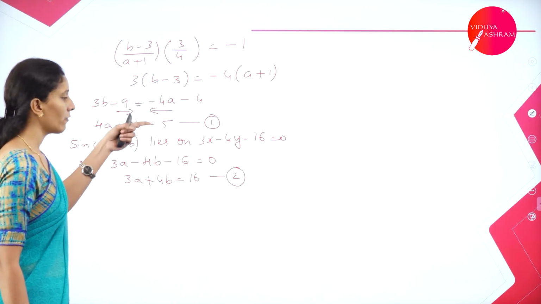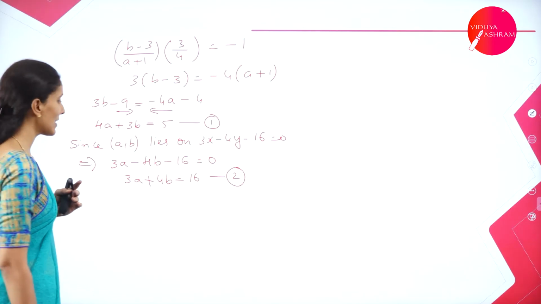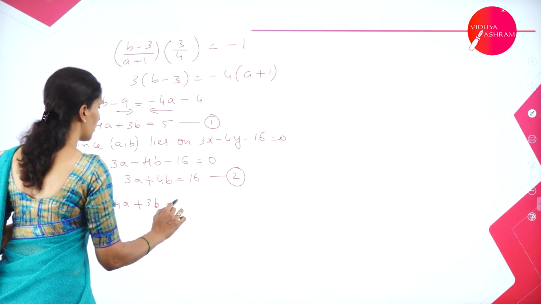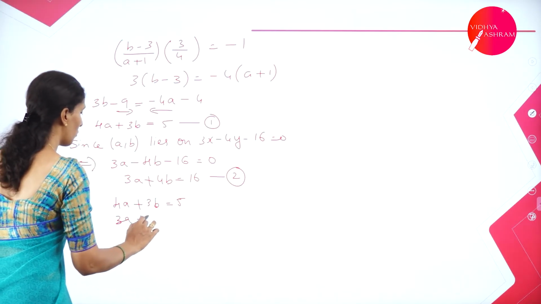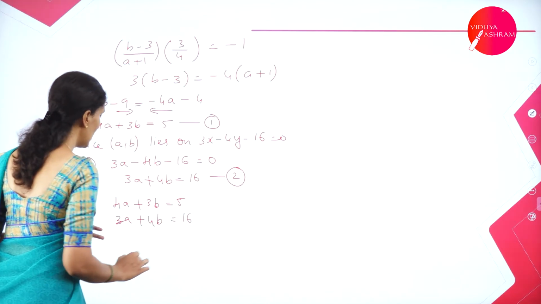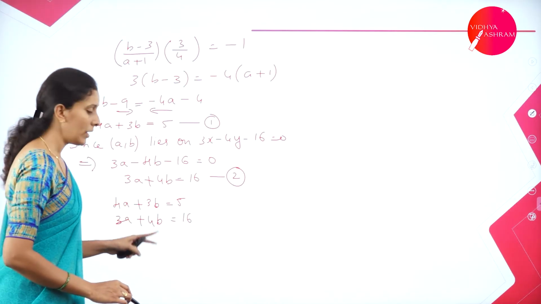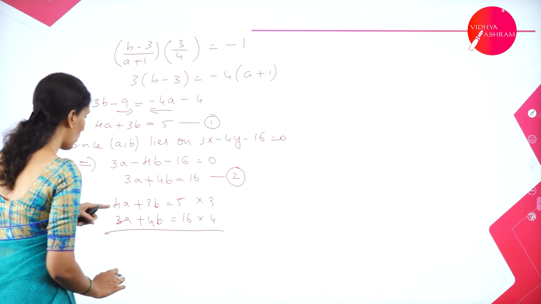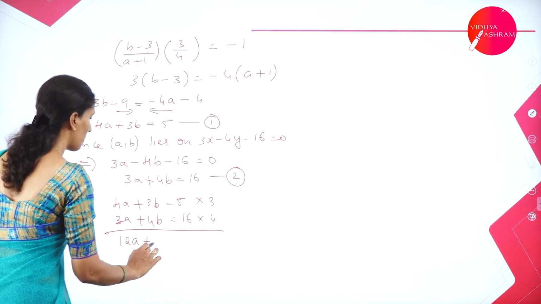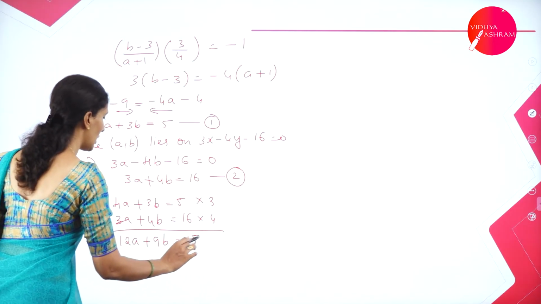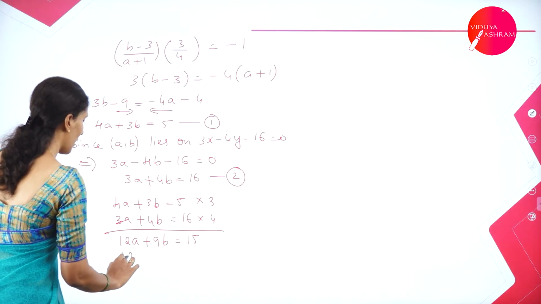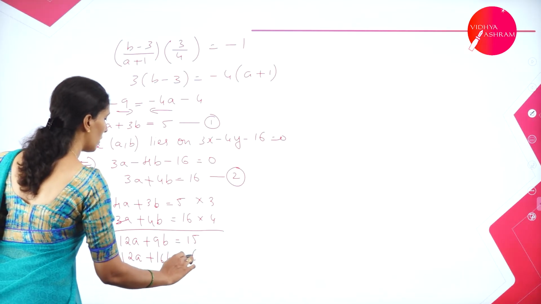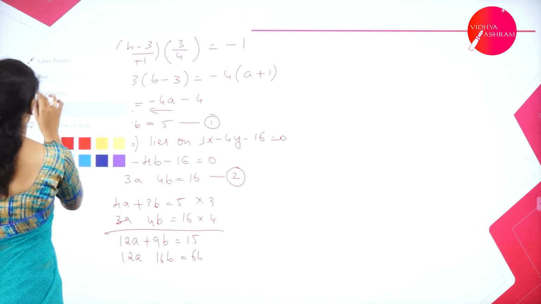So on solving 1 and 2, that is, using simultaneous linear equations. What are the equations I have? 4a plus 3b is equal to 5 here. 3a minus 4b is equal to 16 here. So make any one coefficient common. For that I'll multiply by 3 here and I'll multiply by 4 here. So what happens? This is 12a plus 9b is equal to 15, and this is 12a minus 16b is equal to 64. So here it is.